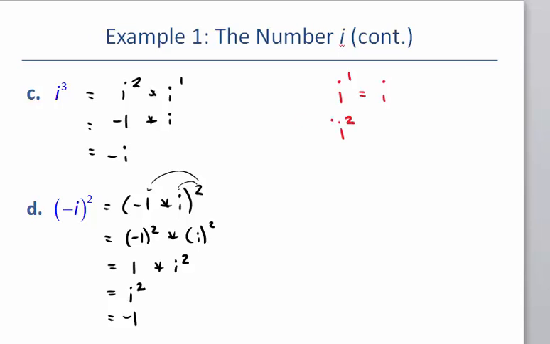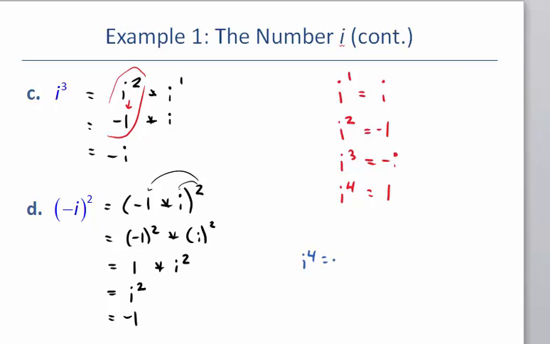i squared, we know by definition, and we've seen that in several cases here. Here's i squared, and we substituted in a -1. i to the third, we found to be -i. And i to the fourth, we could find to be +1. All right, and the reason why i to the fourth is +1 is, I'll come off to the side here and work it real quick.